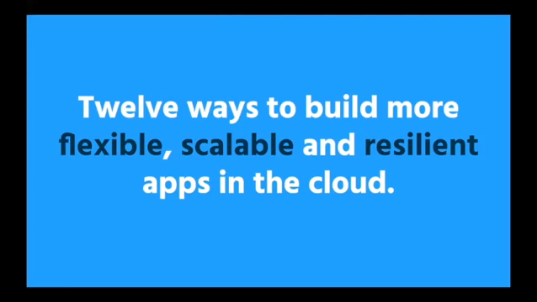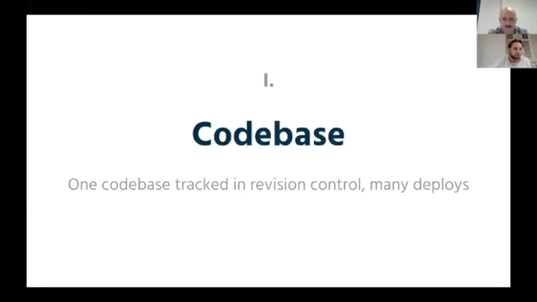But instead, I want to focus today on the how, and give you more of a practical guide to actually implementing these principles for Go applications specifically, running in Kubernetes. So without further ado, I'll run through each of these principles. The first one is code base. It means one code base tracked in revision control with many deploys.